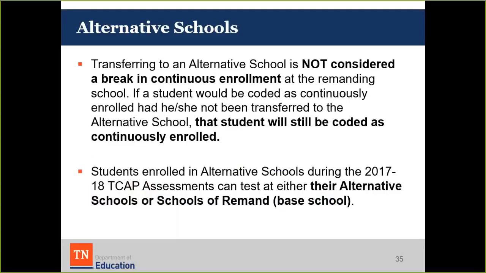Special issues. Number 1 is alternative schools. Transferring to an alternative school is not considered a break in continuous enrollment at the remanding school. If they would have been coded as continuously enrolled, had they not transferred, they will still be continuously enrolled there. Students who are enrolled in alternative schools during the 2017-18 TCAP assessment can be tested either at their alternative school or at their school of remand or base school.